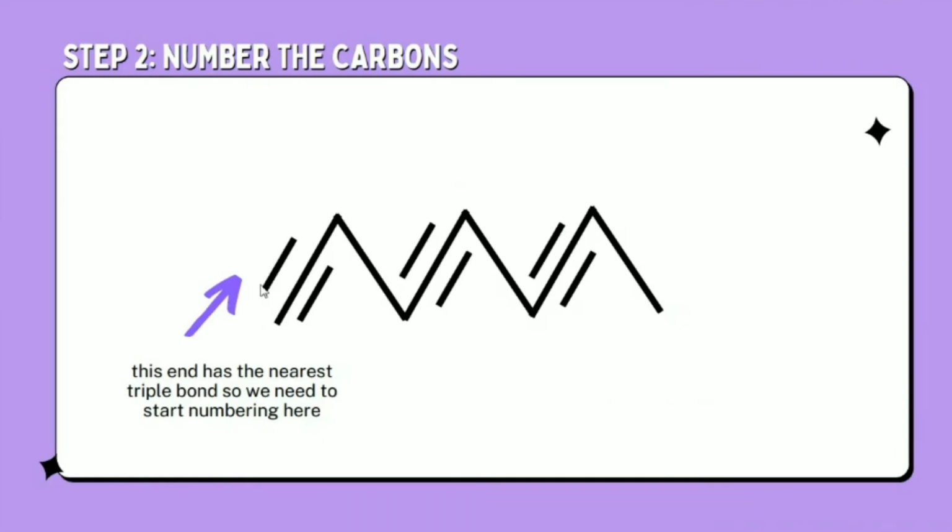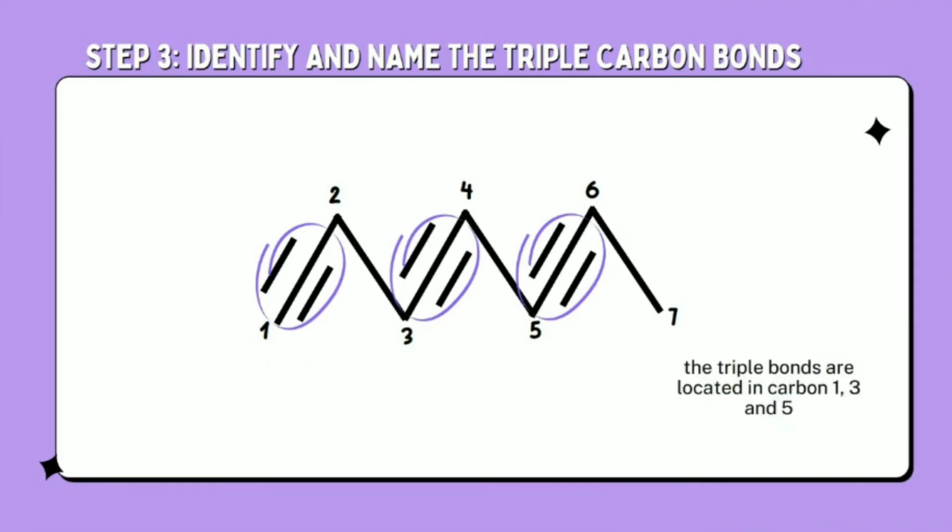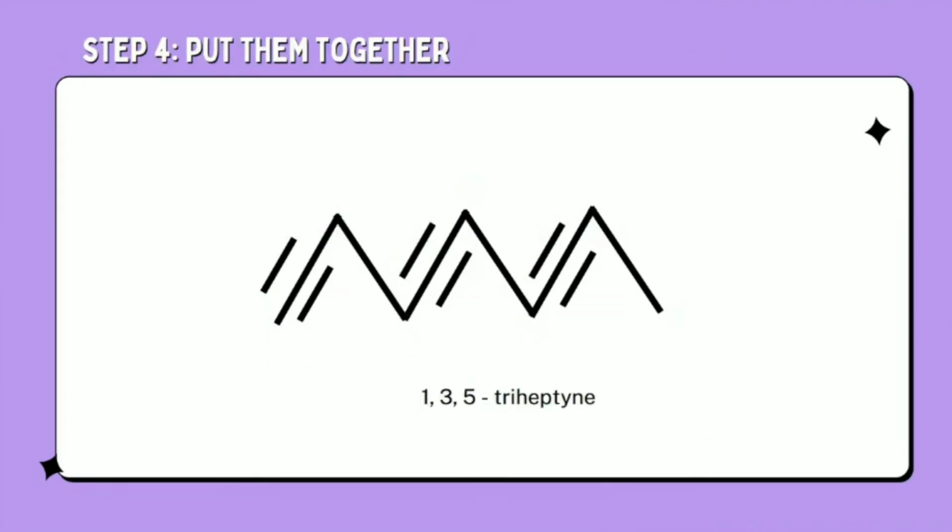Step number 3. Identify and name the triple carbon bonds. Now we have to identify and name the triple carbon bonds. The triple carbon bonds are located at carbon number 1, number 3, and number 5. And the final name for this compound is 1,3,5-triheptine.